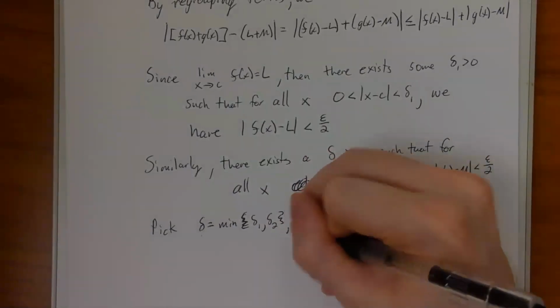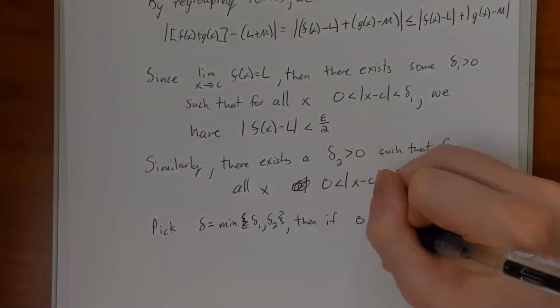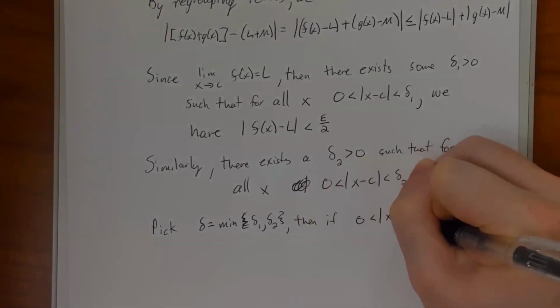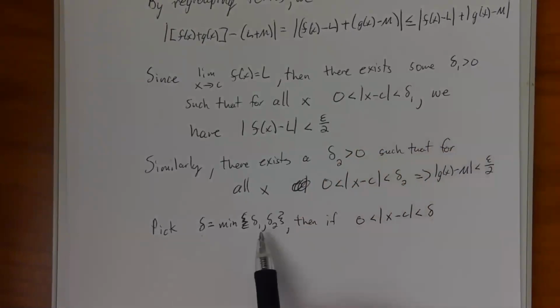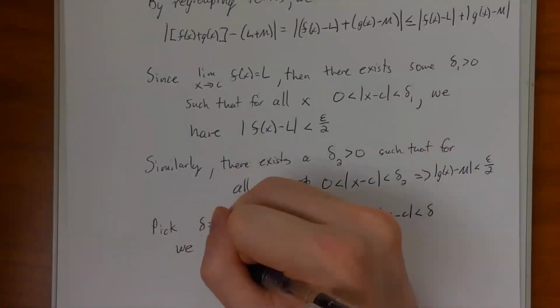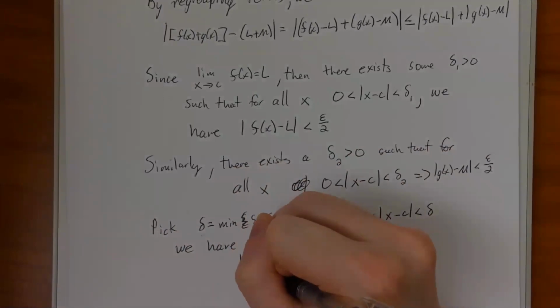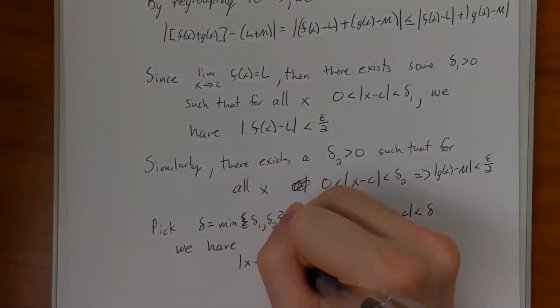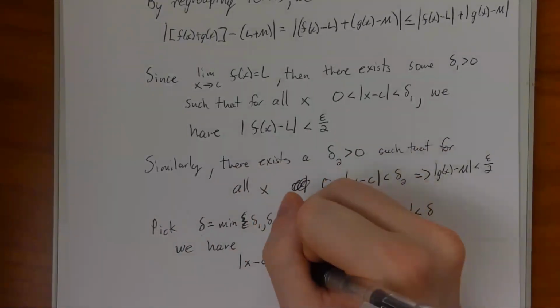Okay. Then, if 0 is less than the absolute value of x minus c is less than delta, so again, this delta is just the smaller of those two values, we have two things. First off, the absolute value of x minus c is less than delta 1.